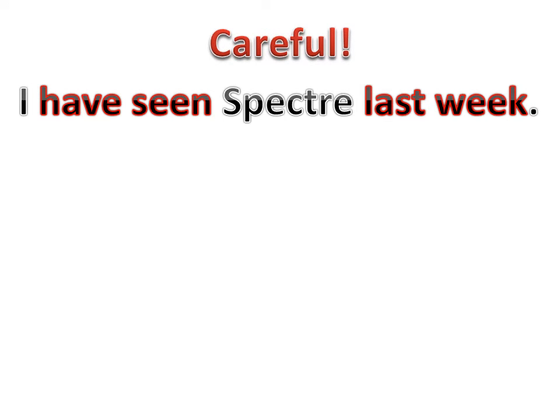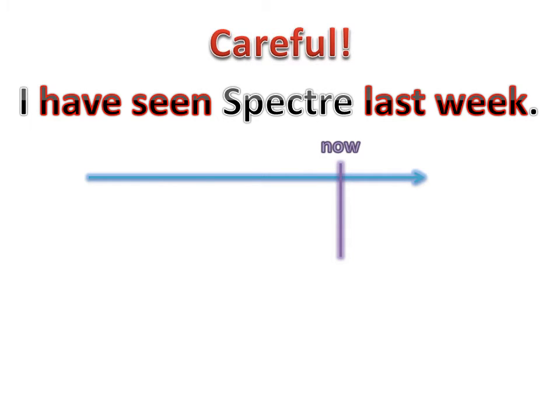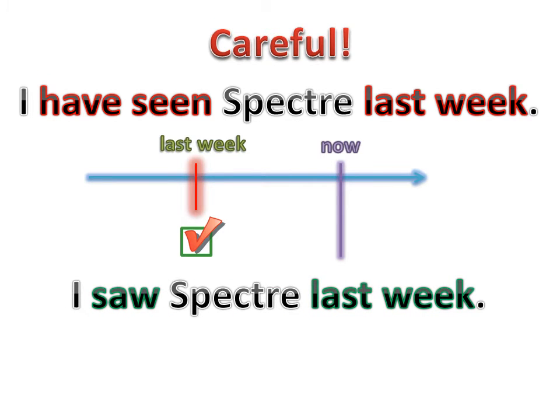So we need to be careful. If you say something like, I have seen Spectre last week, well, this is a mistake, and let's see why. If we again take a look at our timeline and we see where we are now, well, if we think about last week, we know when that was. So if you know when something happened, just use the simple past. I saw Spectre last week.